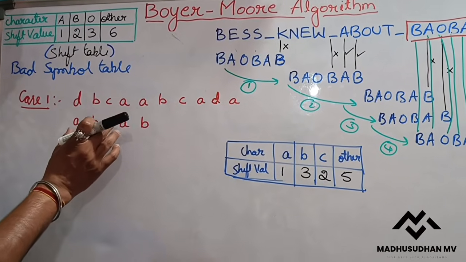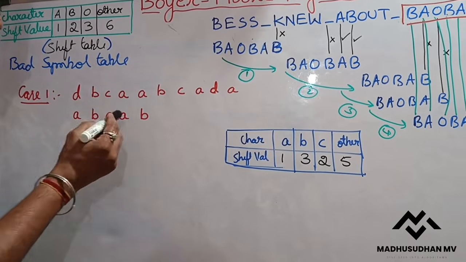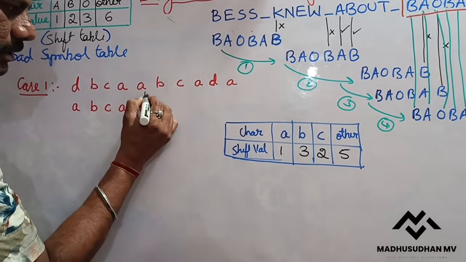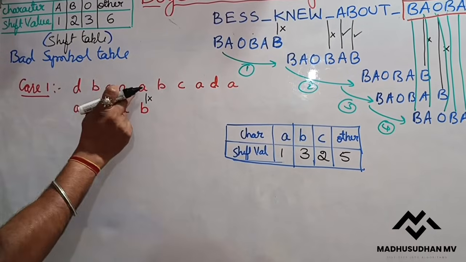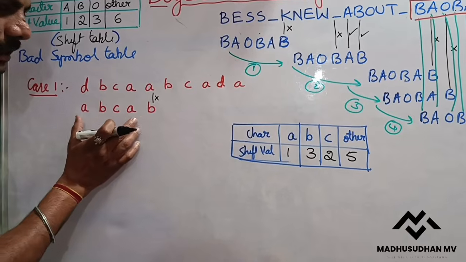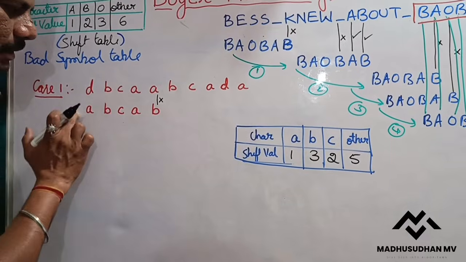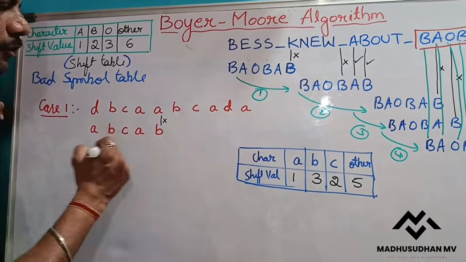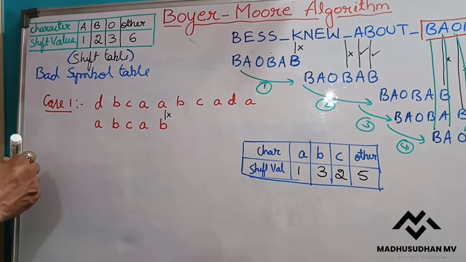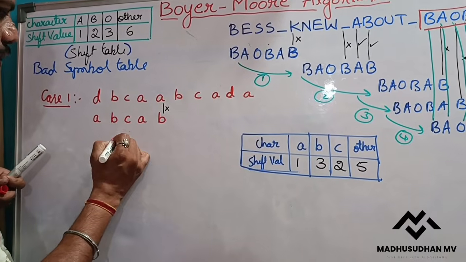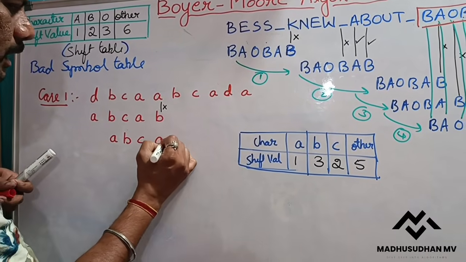So now I start comparing the last character. First comparison itself, mismatch. Now check whether the mismatch character is present in the remaining characters. Yes, it is present in the remaining characters, A. Take the value from the shift table. A value is 1. So shift the pattern towards the right by one position. So I shift the pattern towards the right by one position. So A, B, C, A, B.